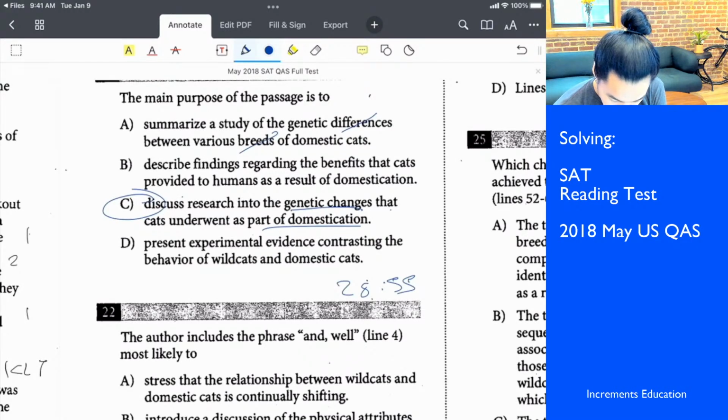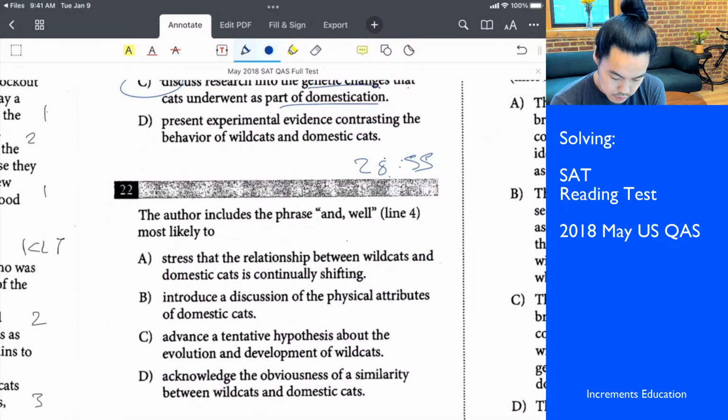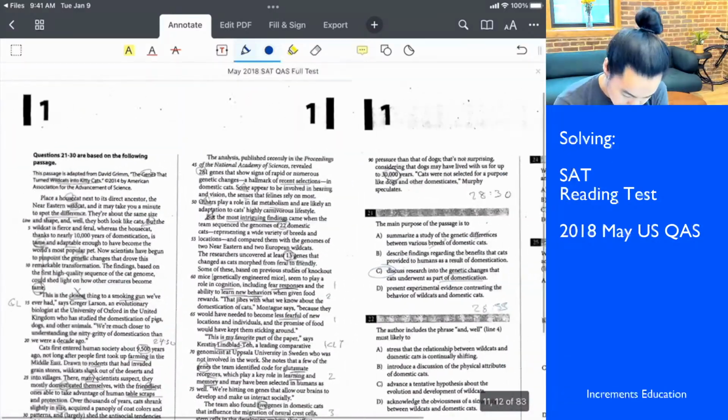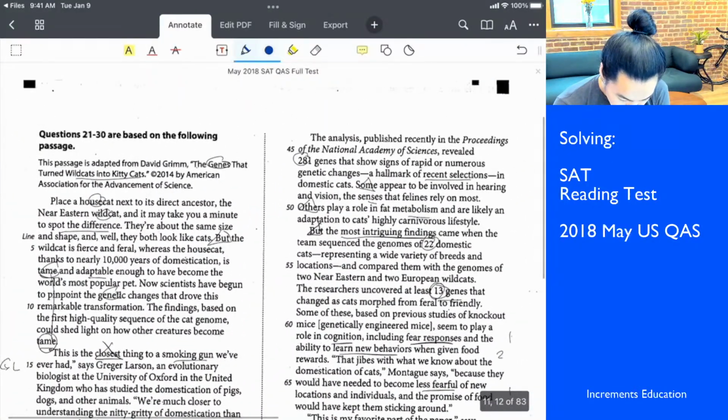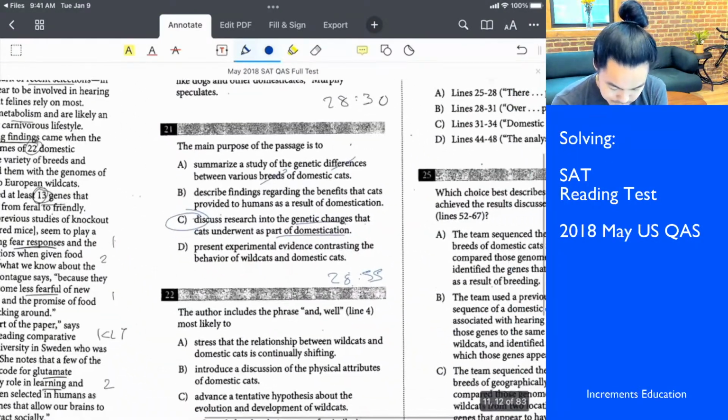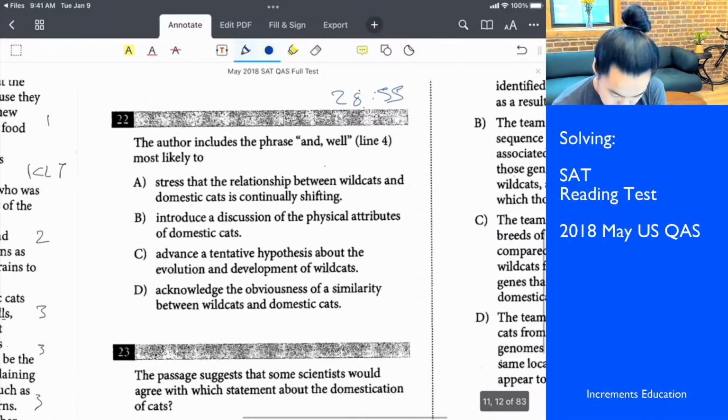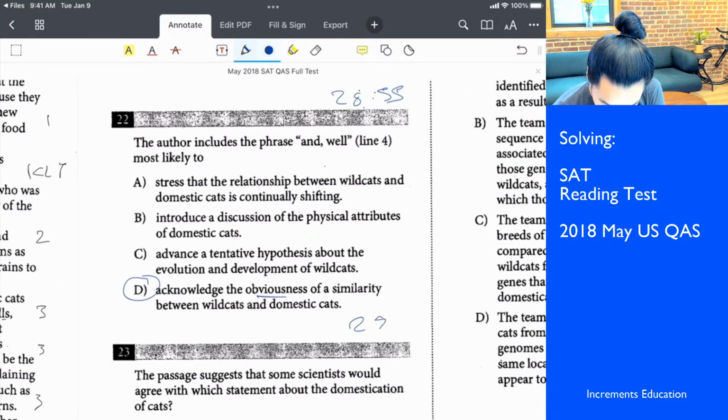28:55. The phrase "most likely" too. And they both look like cats, so it's just appealing to common sense. Obviousness, yeah.